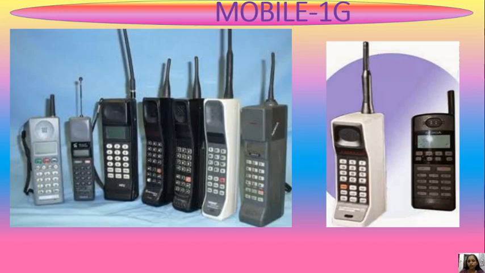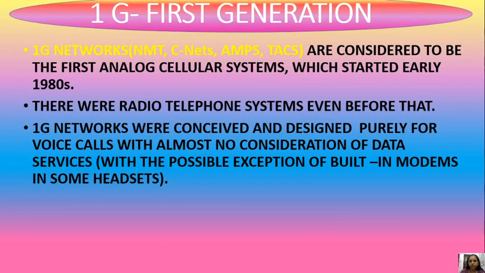Now first we will discuss 1G, that is first generation. Here we see two images, both showing 1G, first generation mobile phones, with the antenna. First generation 1G networks are considered to be the first analog cellular systems, which started in the early 1980s.